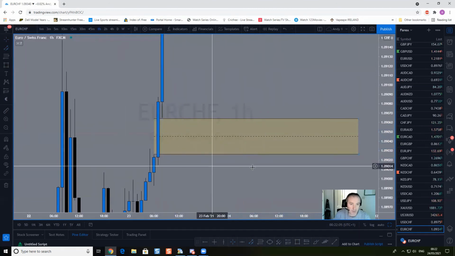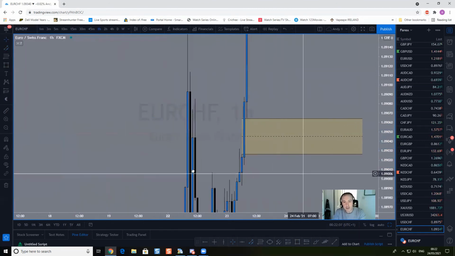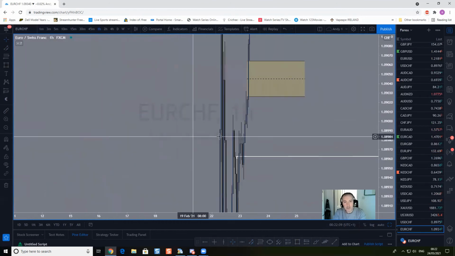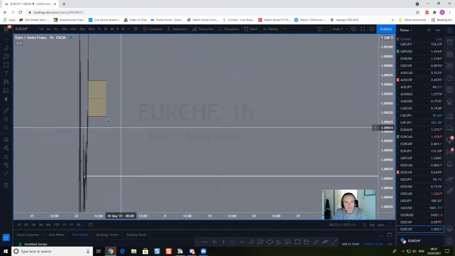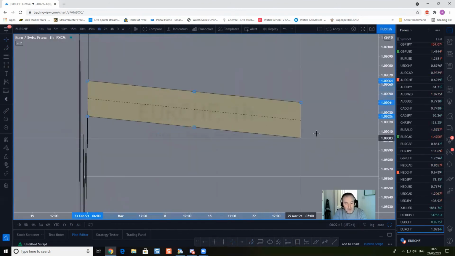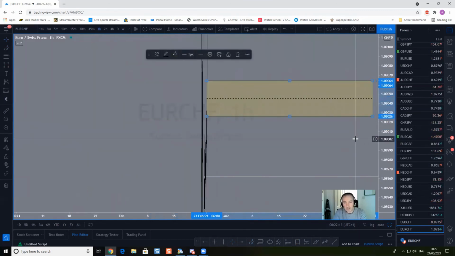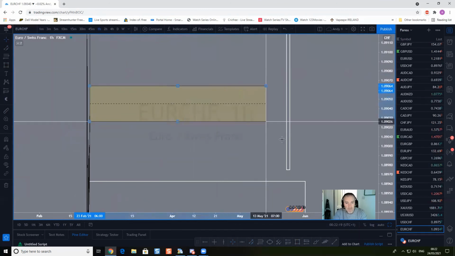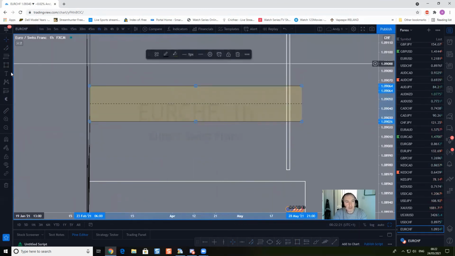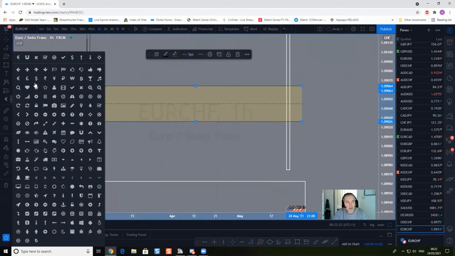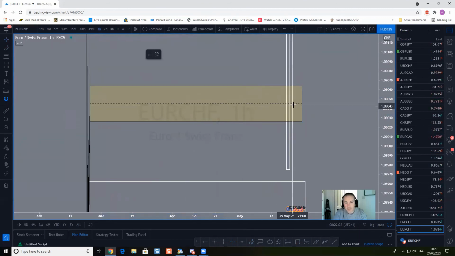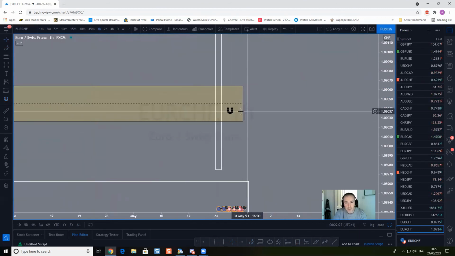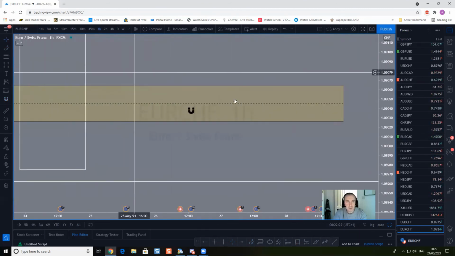The wicks tell a story, okay? So that is a magnet for price. If we go all the way back out again, that is a magnet for price. I like to draw my magnets on.